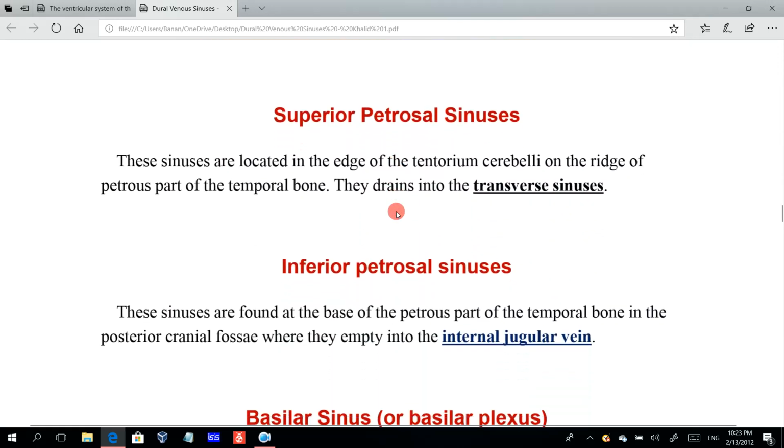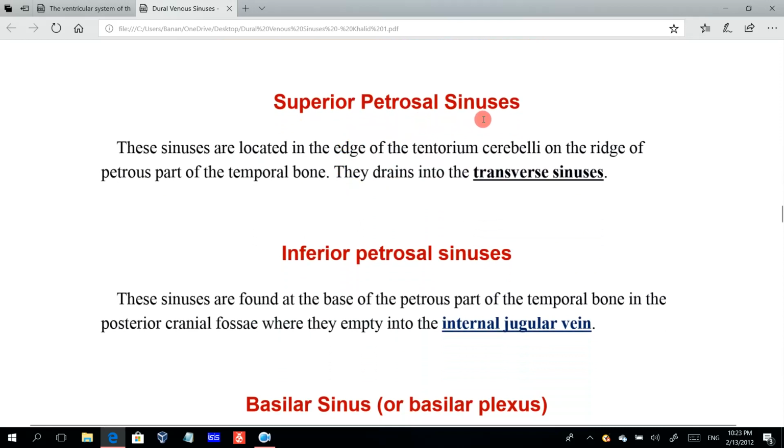Okay, now the superior petrosal sinus. Actually, from its name, petrosal, related to which bone? To the petrous bone. You remember the petrous bone in the skull, in the middle cranial fossa. This petrous bone has a superior border and an inferior border. So the sinus that passes along the superior border of the petrous bone is called the superior petrosal sinus.